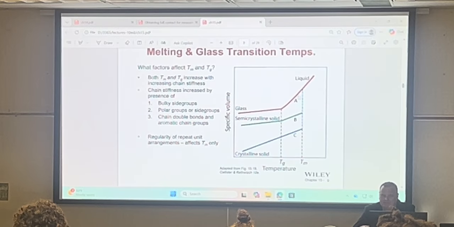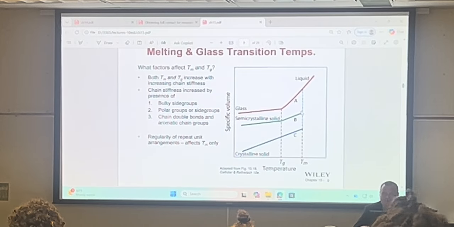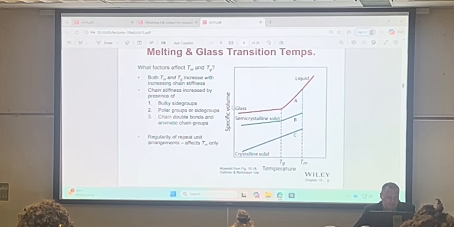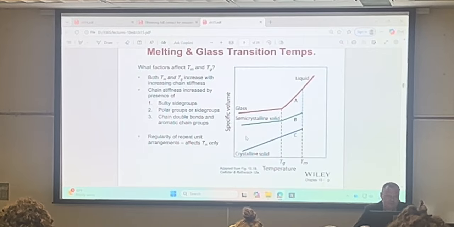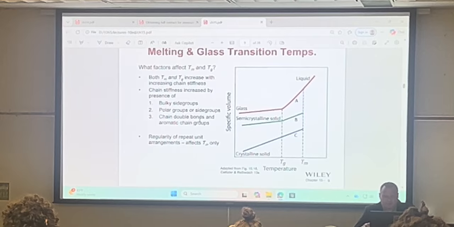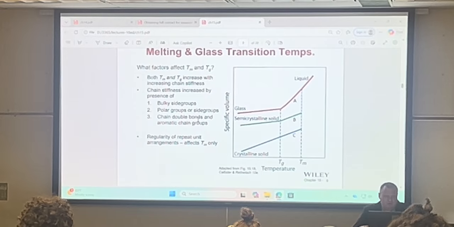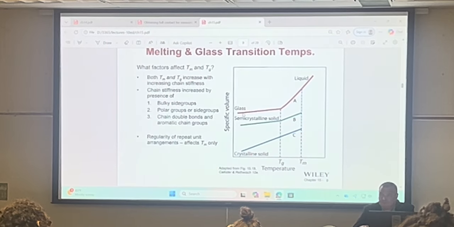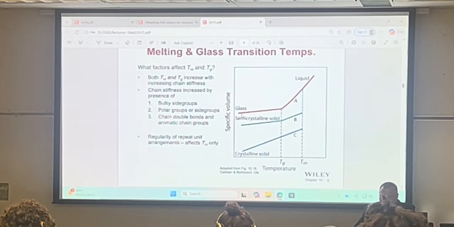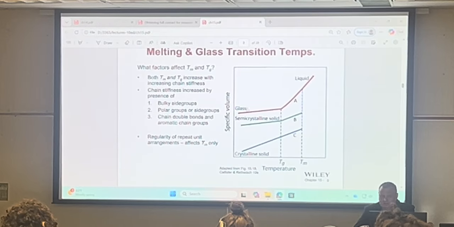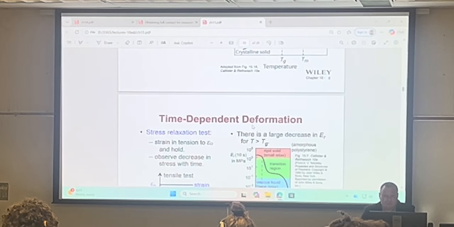Okay, so what happens here is the change in the volume during the glass transition, and that change in the volume physically bends the chip. So here you can see that increasing melting temperature and increasing the glass transition temperature increases with the chain stiffness. The chain stiffness is increased by the bulky side groups, and if you cool it fast, you can have polymer in the glassy state or semi-crystalline state or the crystalline solid state. And every time you're going to have better packing.